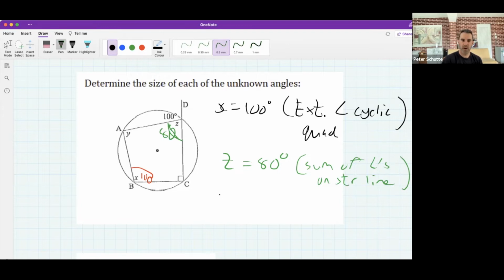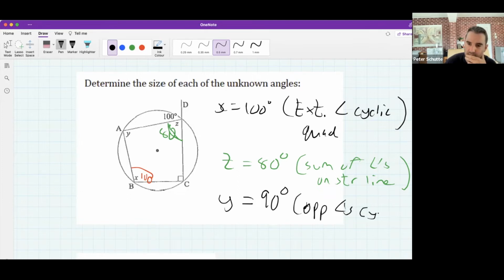Now, the last one is Y. Has anyone given Y yet? Kakleko has, Dawn has. Does anybody have the reason? Or Atile, I see you got Y is 90. How do you know it's 90? Yeah, Younger, let's unmute you. So it's 90 because opposite angles of a cyclic quad add up to 180. So we just say opposite angles, cyclic quad. And so Y is indeed 90.